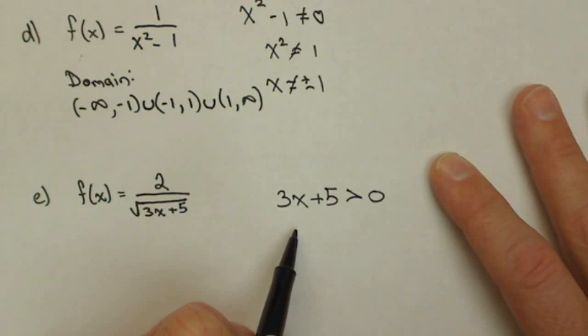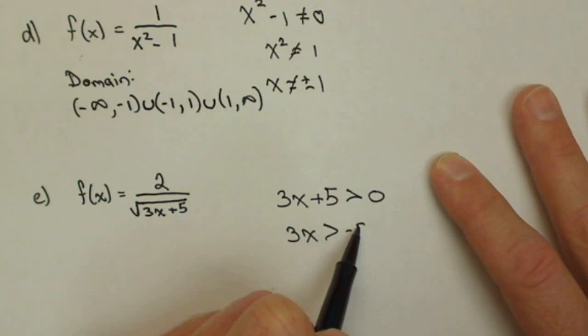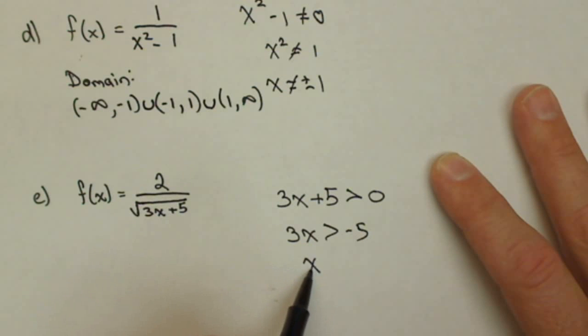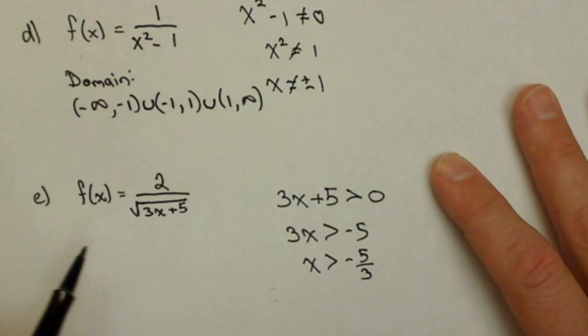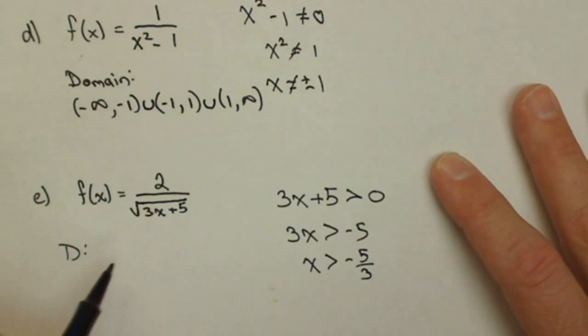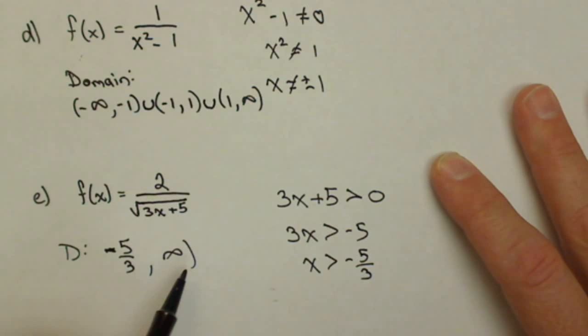So solving this for x, we get that 3x has to be greater than negative 5, and we get that x has to be greater than negative 5/3, dividing both sides by 3. So to write the domain in interval notation, it's going to start at negative 5/3 and go up to infinity. Infinity always gets a parenthesis.